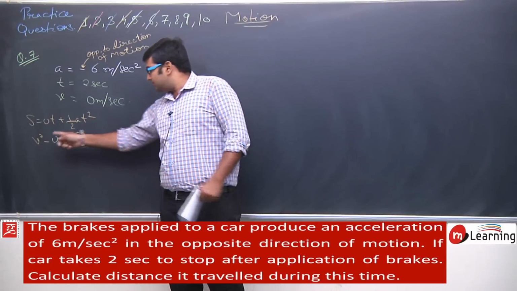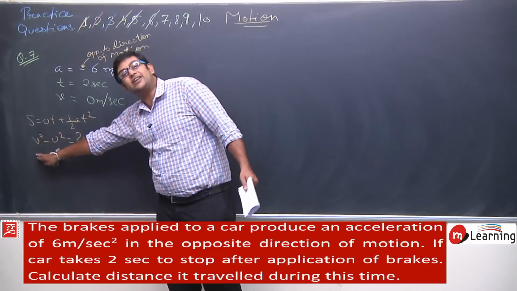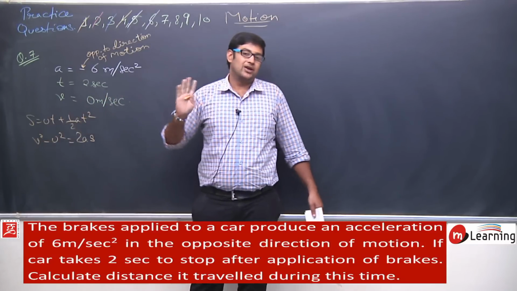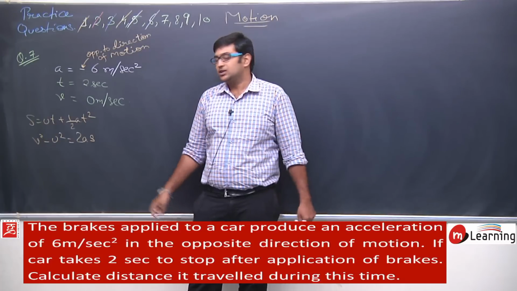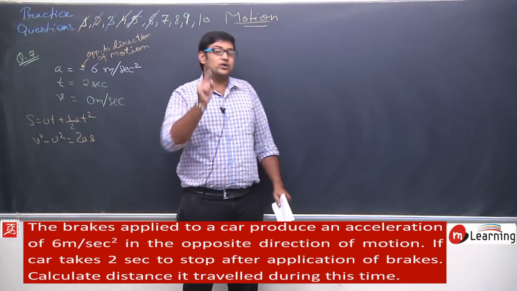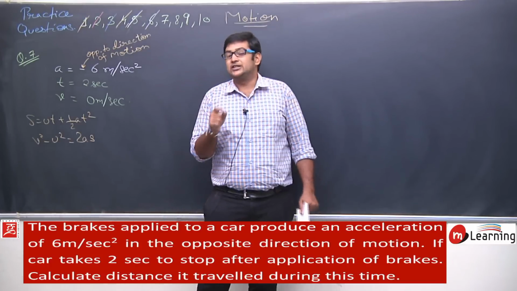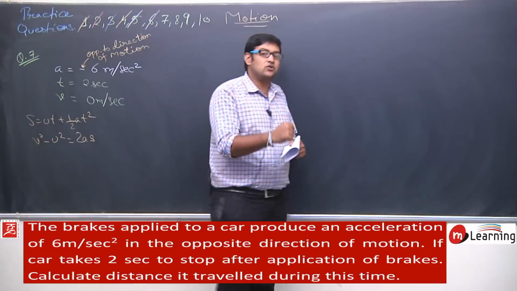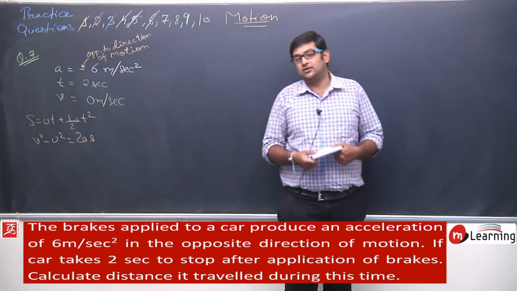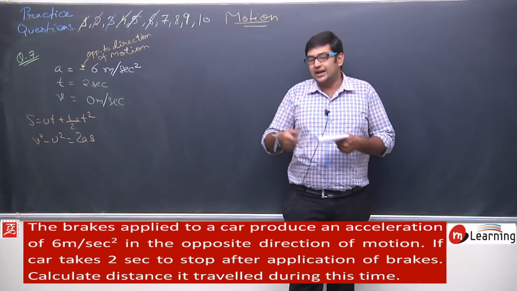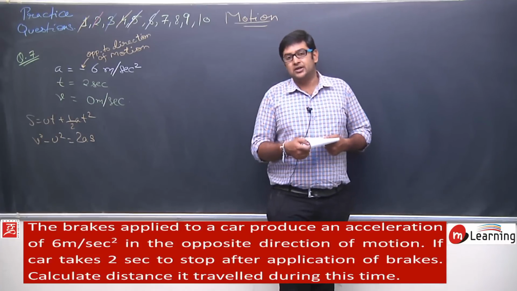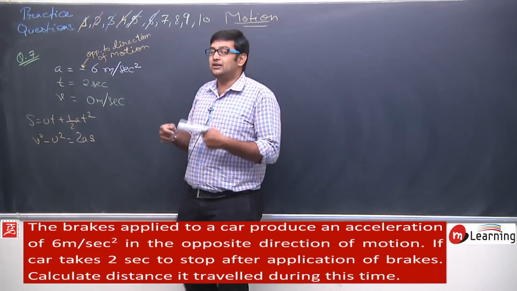Consider the second one, v square minus u square. Do I have the value of final velocity? Yes. Do I have the value of initial velocity? No. I do not have the value of initial velocity, so I cannot apply this one. So which should I apply? It means I need to calculate the initial velocity first, that is, at the time of application of brake, with what velocity the car was traveling. That velocity will be known as the initial velocity.